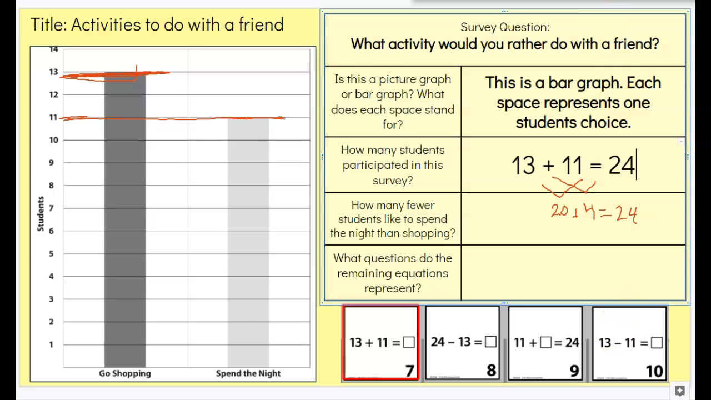Good work. Let's look at the next question. The next question is asking how many fewer students like to spend the night than go shopping. Fewer means less. I want you to think, is this an addition equation or a subtraction equation? Write it on your boards.